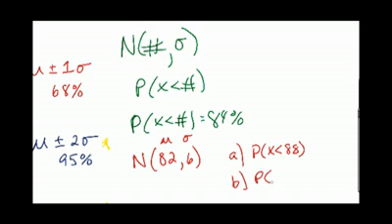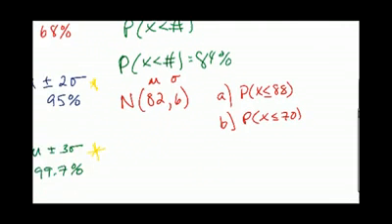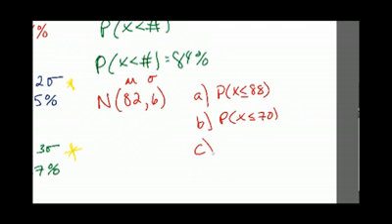Proportion of the class I got below a 70. And then we're going to do greater than 70. And then we're going to do in between 70 and 88.